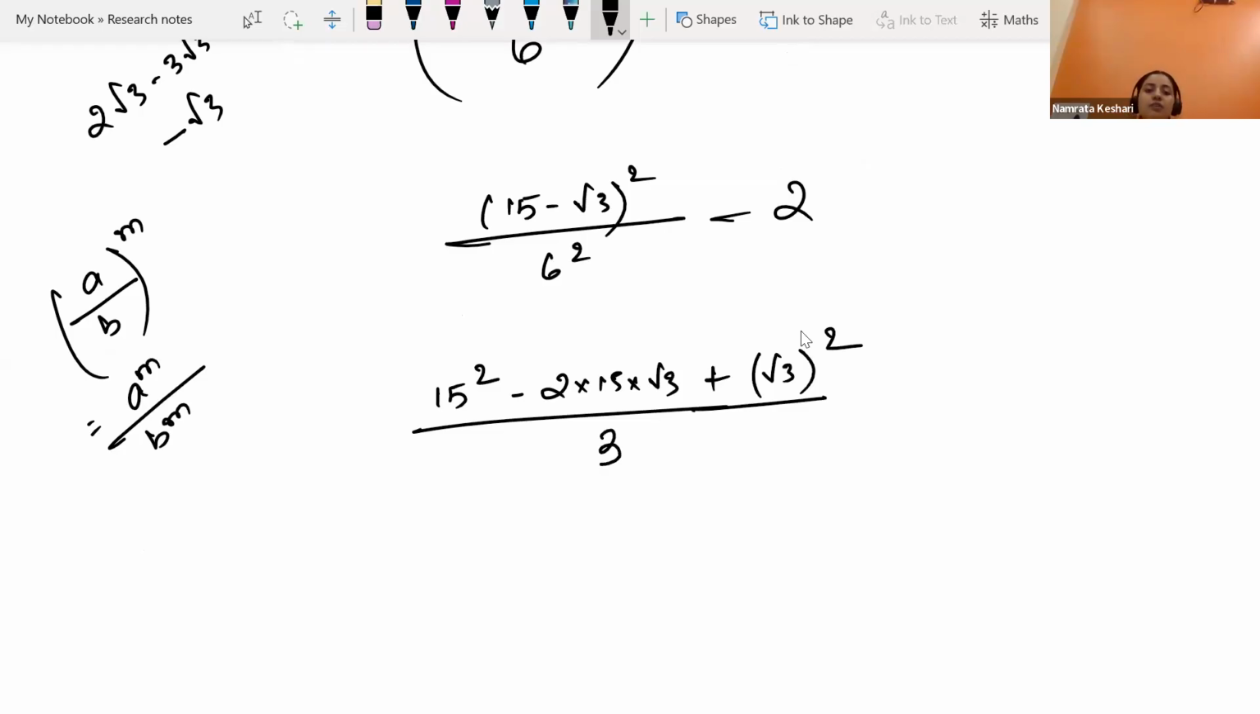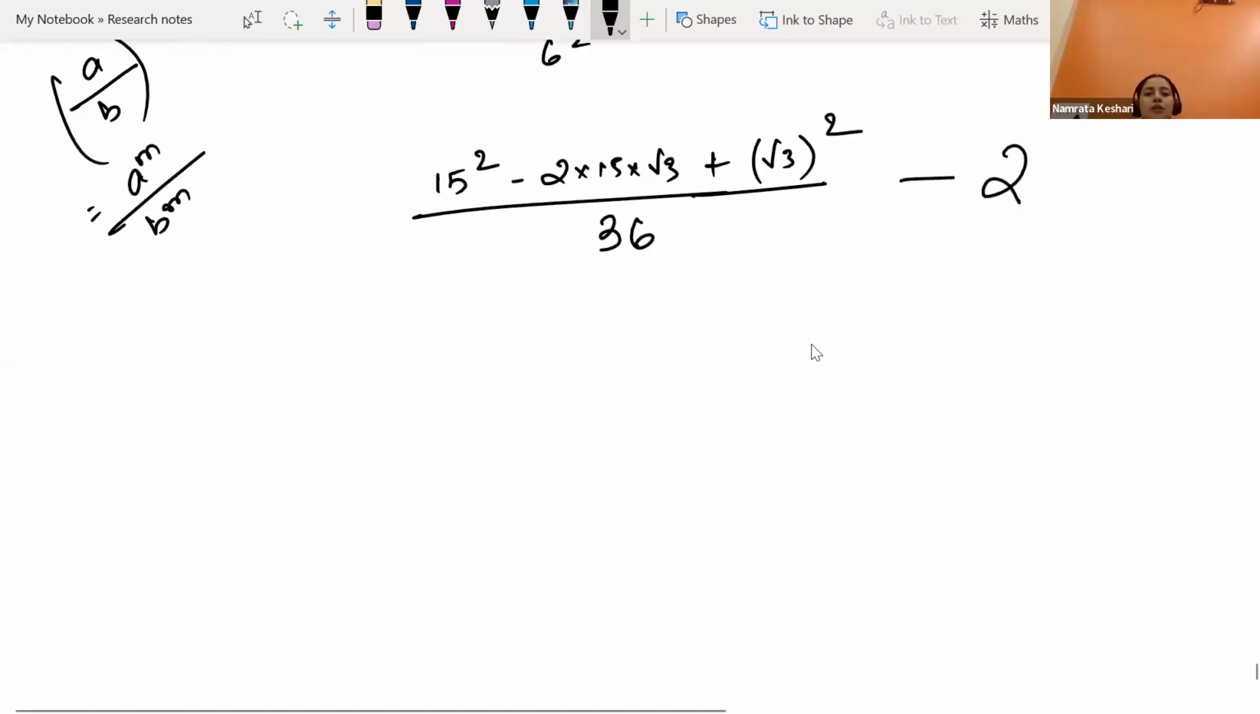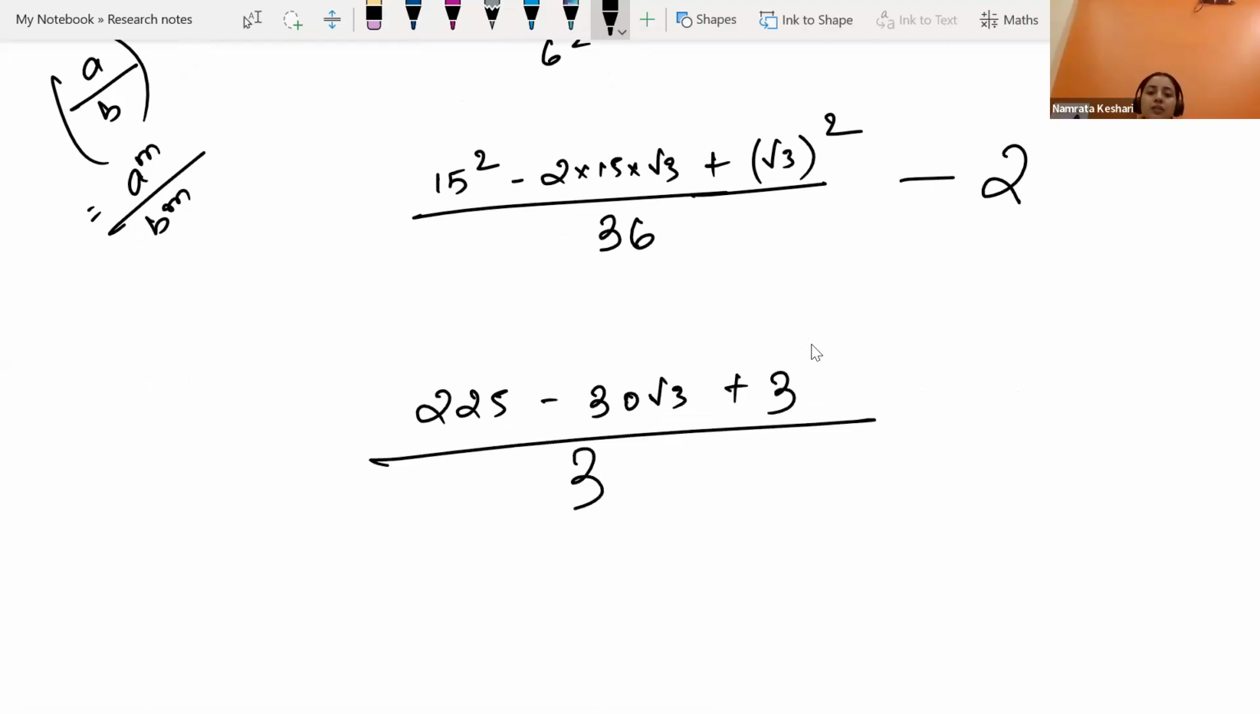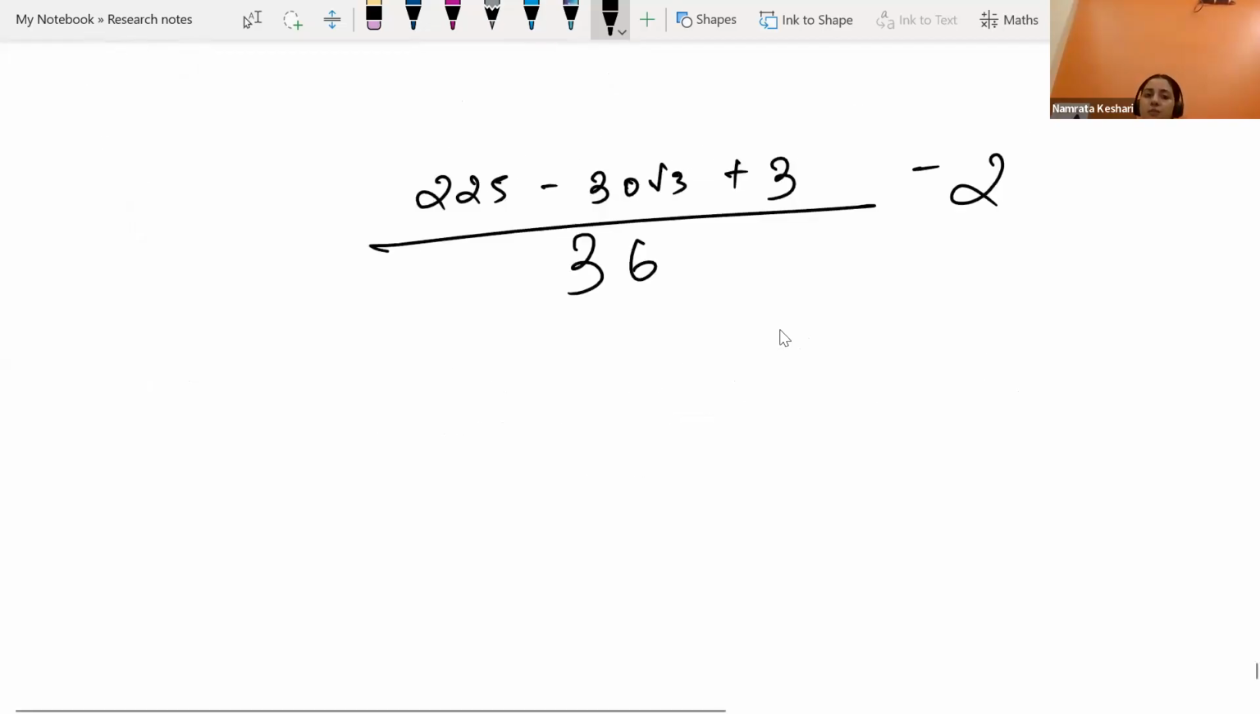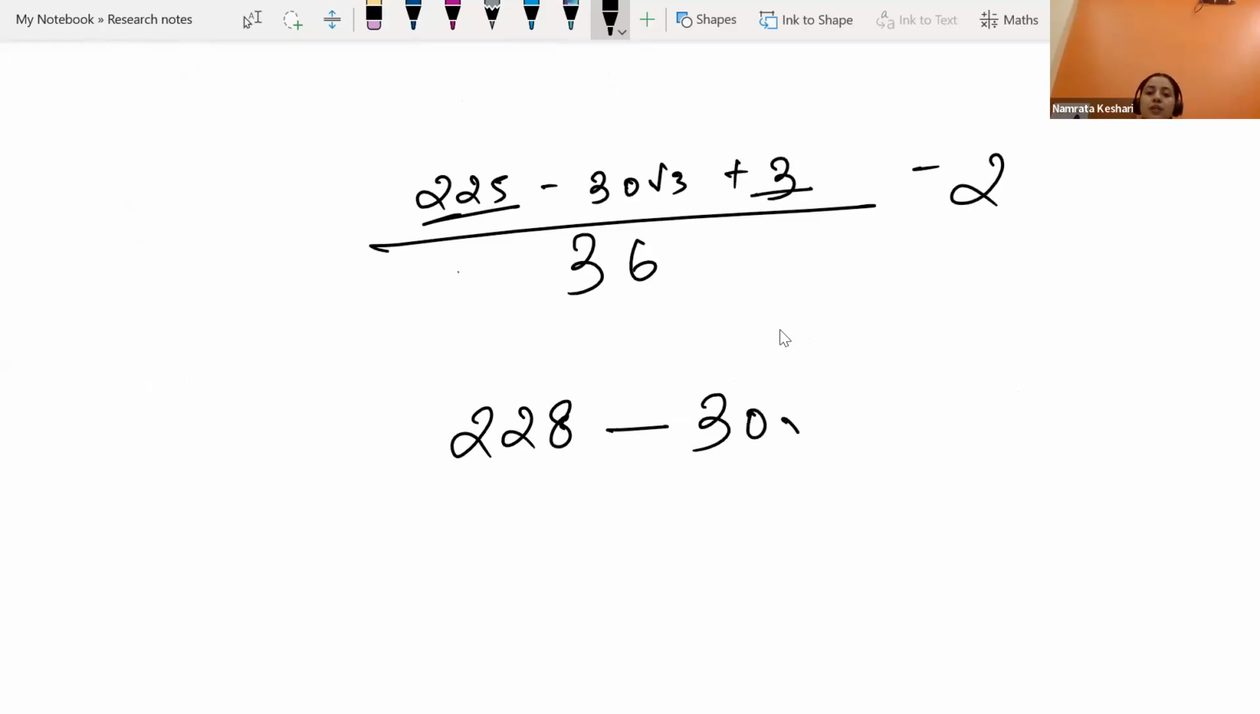You can see we will still be left with the root part in the numerator. That is completely fine. This is what we'll be having: 15 square is 225 minus 30 root 3 plus just 3, by 36, minus 2. We are just doing the simplification over here. 225 plus 3 is 228, minus 30 root 3 by 36.